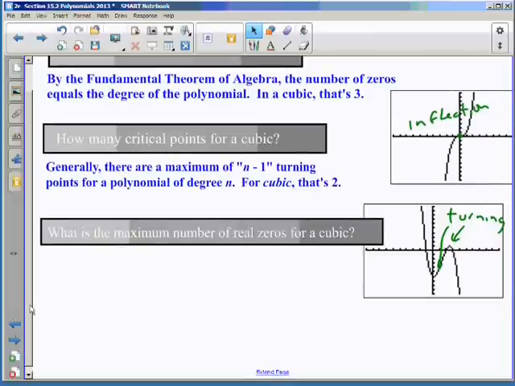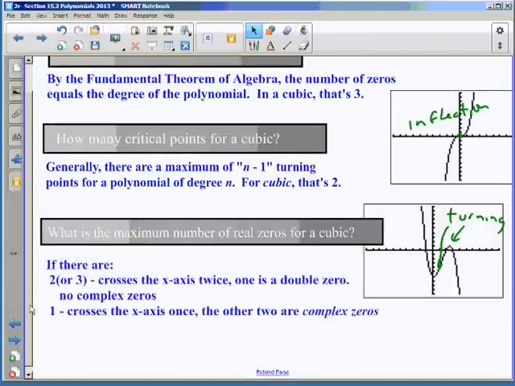And then last, what's the maximum number of real zeros? If there are 2 or 3 real zeros, they'll cross the x-axis twice, or one is a double zero, or triple zero, and there's no complex. If there is 1, then it crosses the x-axis once. The other 2 are going to be what's called complex zeros.